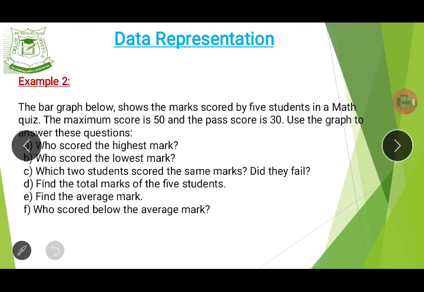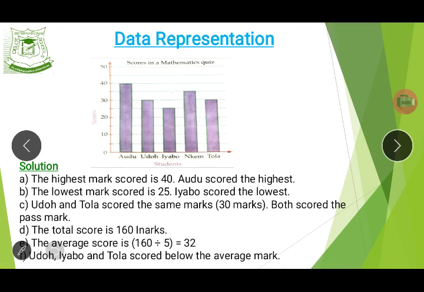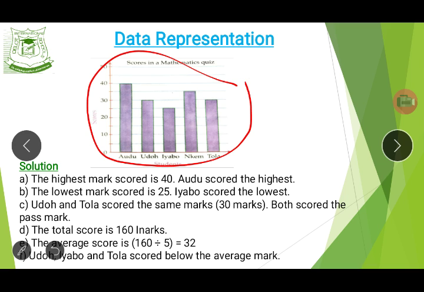Then the third question says, which 2 students scored the same marks and did they fail? Now look at this, your graph now. You find that 30 was what this person scored and this person also scored, right? Those are the only 2 people that scored the same thing, and they are Udo and Tola. That is why you see here Udo and Tola scored the same marks, and that's 30 marks.